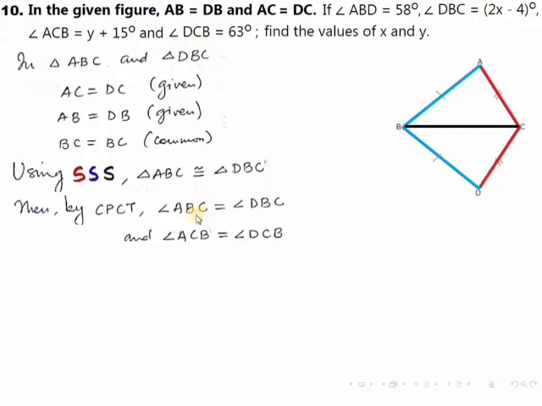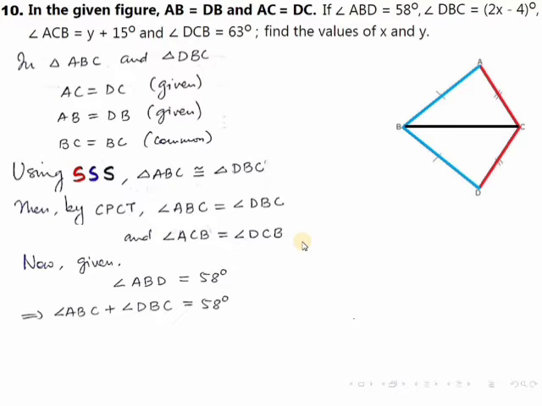Now we will make use of what we got, and of what is given to us. Given is angle ABD equals 58 degrees. See here carefully, ABD is this entire angle. All of you know that this angle and this angle are equal, and when you add these two angles you get ABD. So in place of angle ABD, I have written ABC plus DBC.